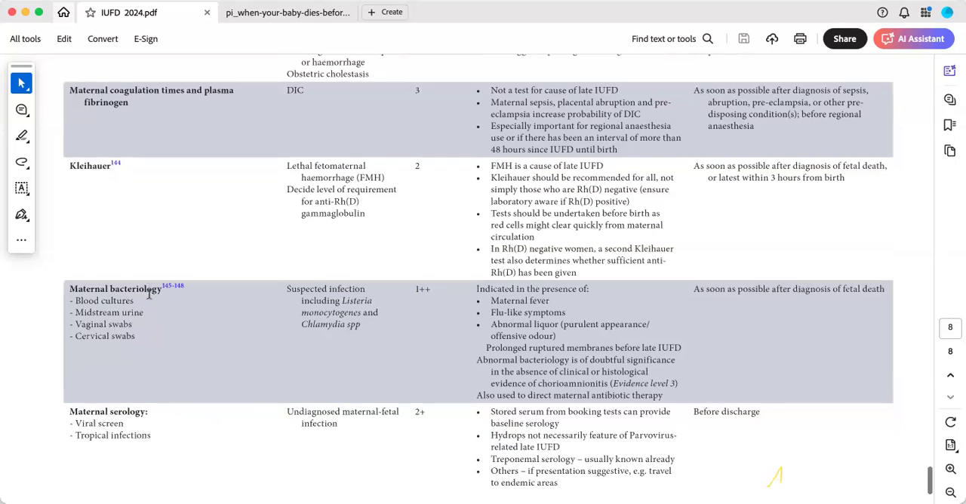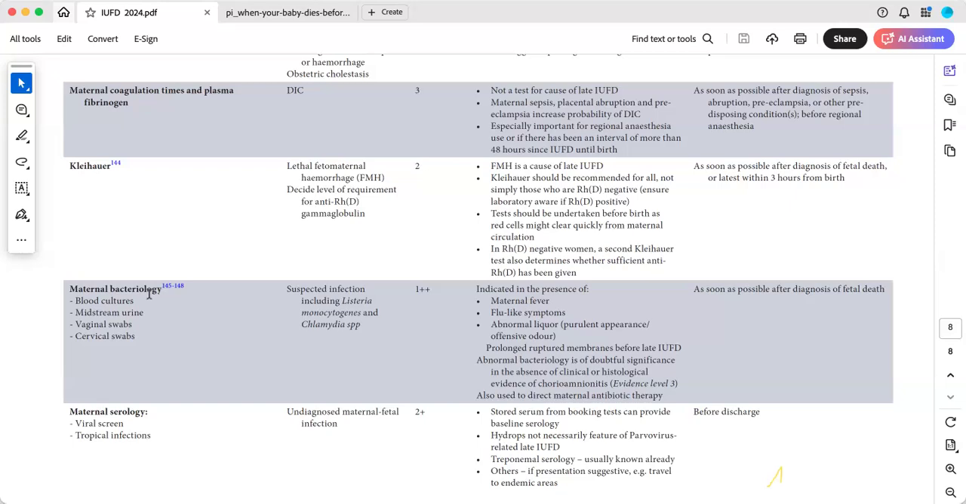Maternal coagulation time and plasma fibrinogen. Is that a cause for late IUFD? No, so I'm not doing this for detecting cause. But why am I doing this? I'm doing this to detect the DIC.